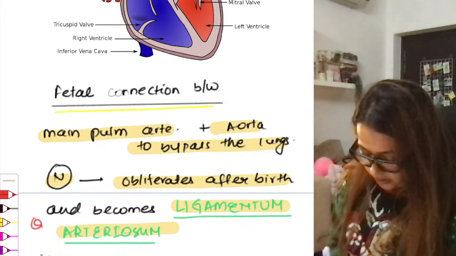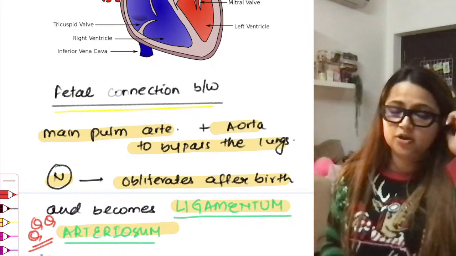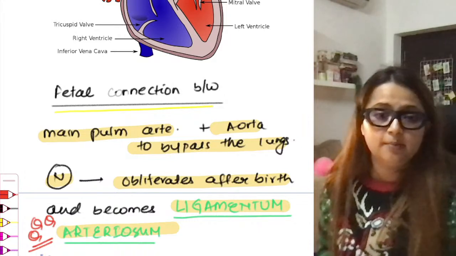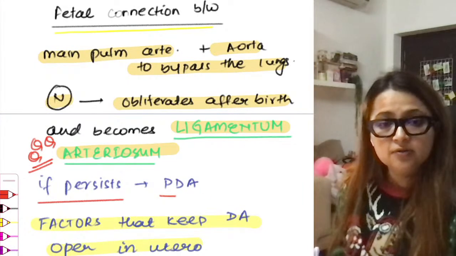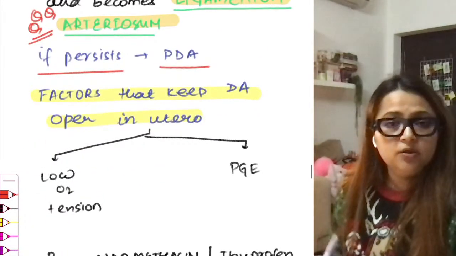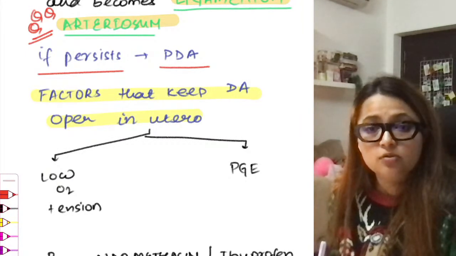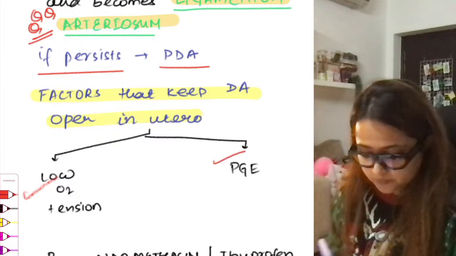So guys, mark this point. This is very, very high yield. What is formed due to the obliteration of the ductus arteriosus? Your answer is going to be ligamentum arteriosum. Now, if the ductus arteriosus persists after birth, you will call it patent ductus arteriosus. This also I told you. What are the factors that keep the ductus arteriosus open while the baby is in utero? Number one is low oxygen tension and prostaglandins.